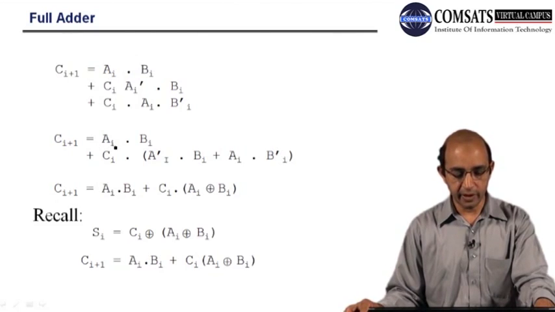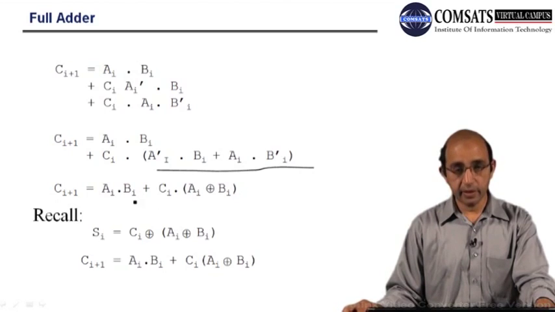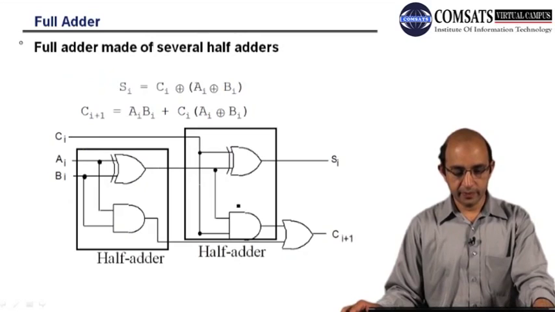So you can see that we have Ai Bi plus Ci into Ai Bi bar plus Ai bar Bi, right? So here I can take Ci as common. So here you can see this is the XOR operation, right? So I can now reuse this XOR operation. So ultimately my objective is to design the hardware, to design the circuit for the sum and carry. So that is the full adder circuit, right?